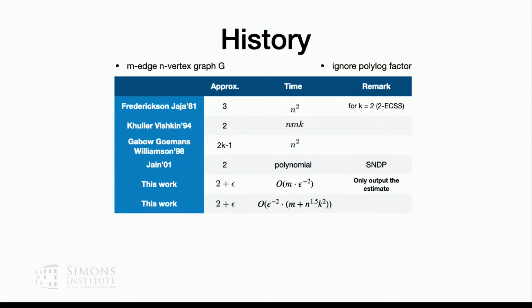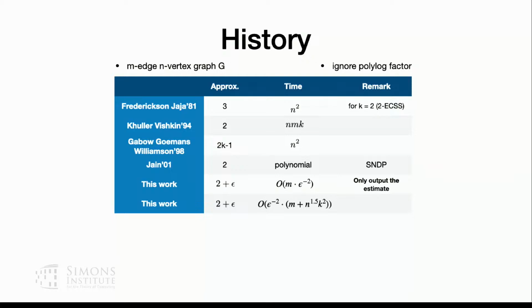And today I will tell you more about the new result in this area. We show that you can give a 2 plus epsilon approximation in nearly linear time if you output only the estimate, the value. But if you want to output the solution, it will need some additional time, like n to the 1.5 times k squared over epsilon squared, to get the integral solution. And the main key technique is that we just solve the LP in nearly linear time, and then we do the rounding.